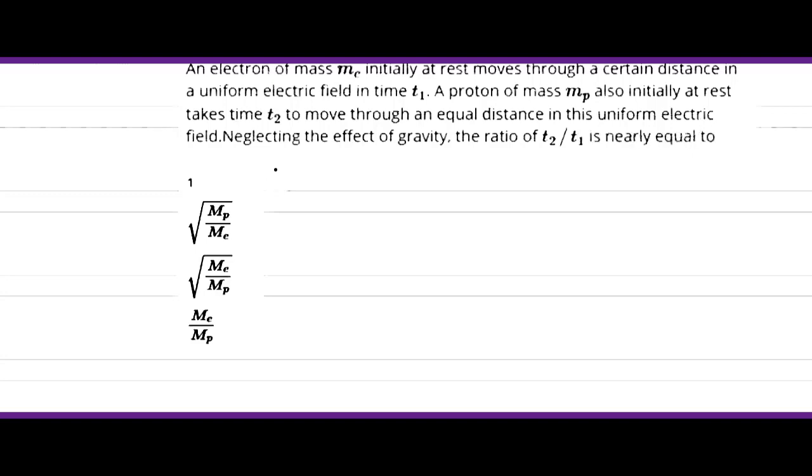The solution for this is: electrostatic force. Electrostatic force F will be equal to E into q for both particles.